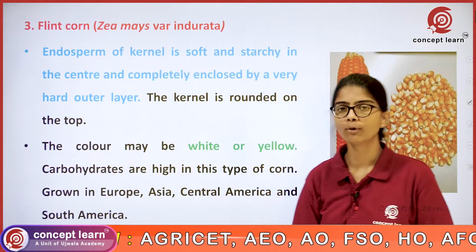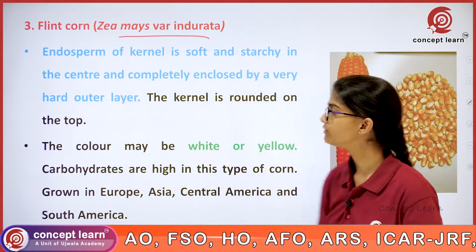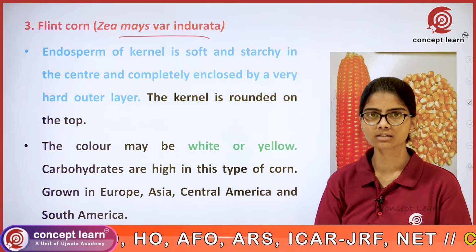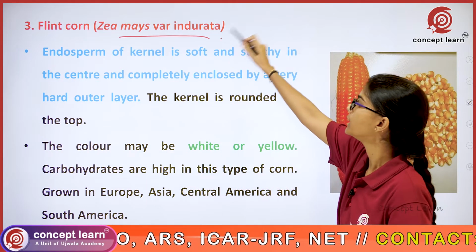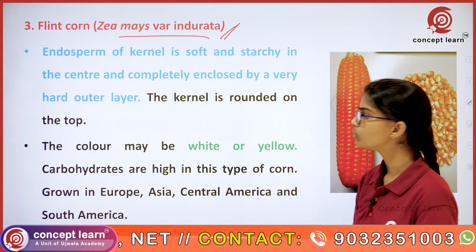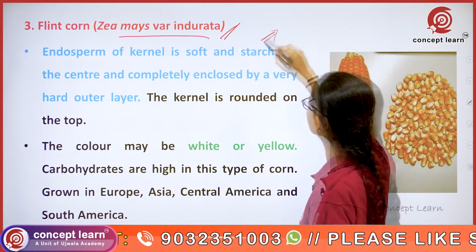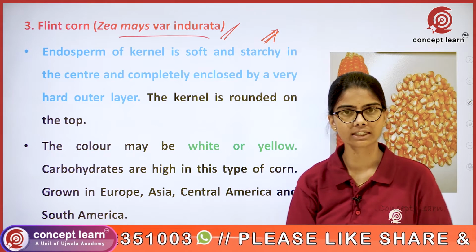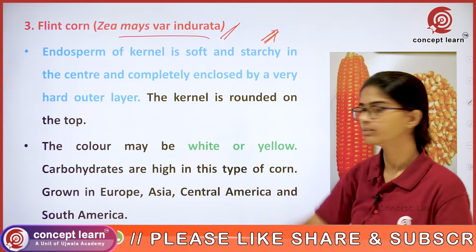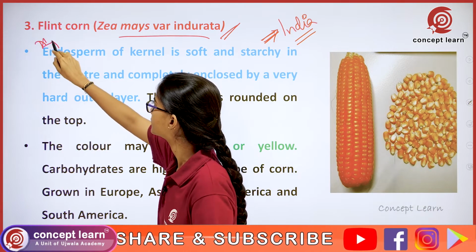And the third important variety or classification of maize type is flint corn. The scientific name of flint corn is Zea mays indurata. It is mostly cultivated or grown in countries like India. It is an important bit.